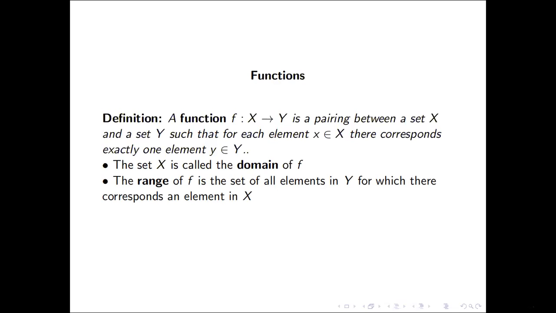For a function whose domain is X, each element of the set X has an element of Y paired to it. But again, it's not necessary that all the elements of Y have an element of capital X paired to it. So what is the range? It's the set of all elements in Y for which there corresponds an element in X. In other words, those elements which do not have a pair are excluded from the range of the function.